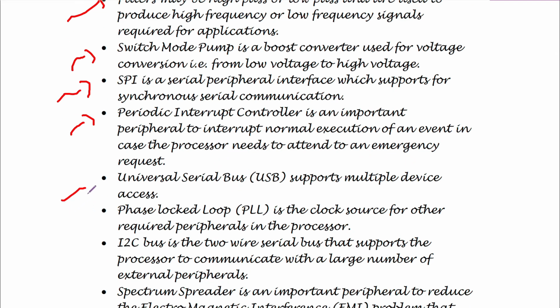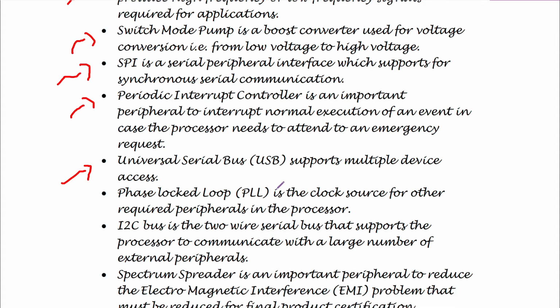USB or universal serial bus supports multiple device access. So आजकल काफी microcontroller embedded systems में ये support available रहता है, so it can be directly connected to the PC, either for downloading the program, for debugging, or just observing the results.